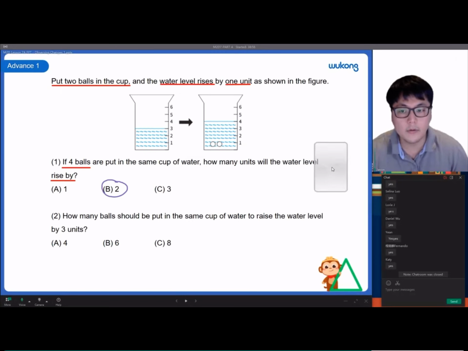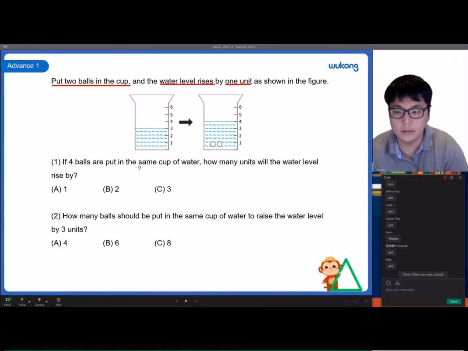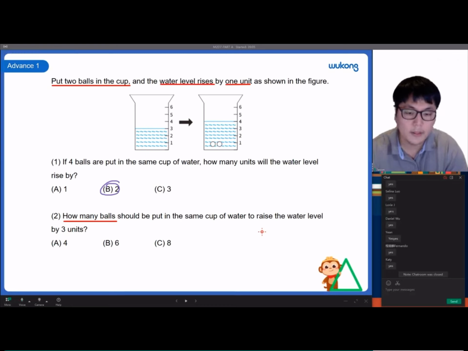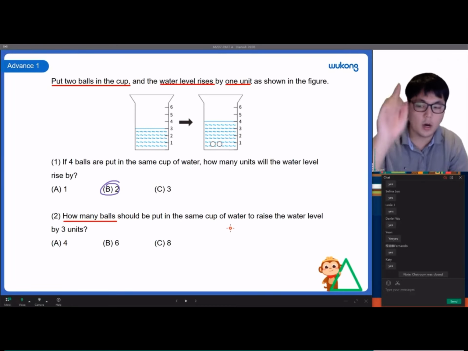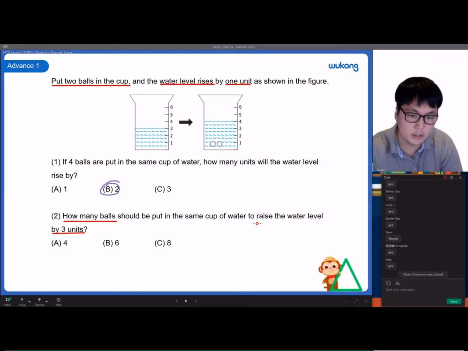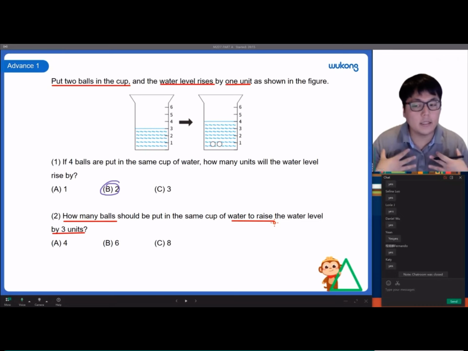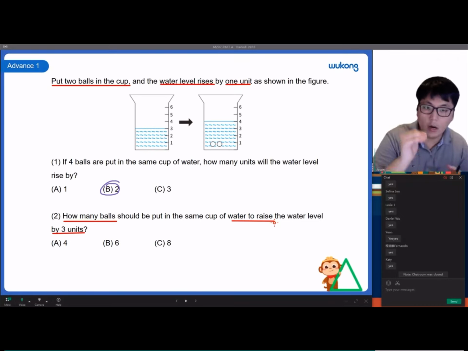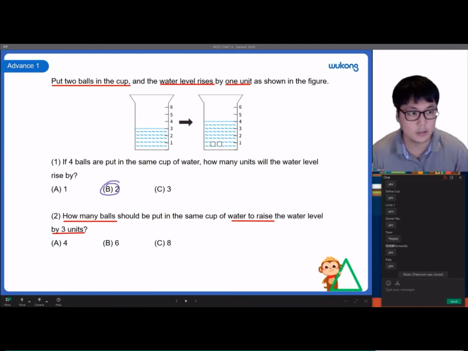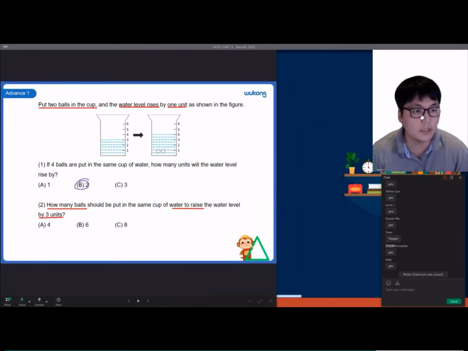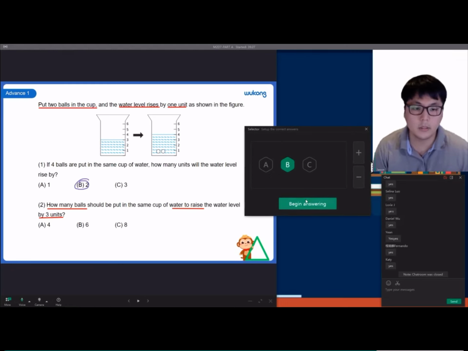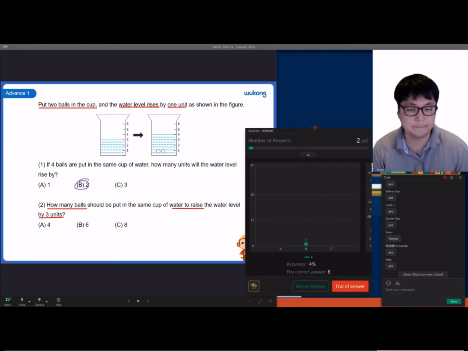All right, let's move on to the next question, guys. So, yes, the answer was B. How many balls do you need to put in the cup so that the water will go up by 3 units? Okay? So, how many balls do we need to make the water go up by 3 units? All right, so think very carefully, guys. I'm going to give you enough time as well, don't worry. So now, okay, you guys can all start.